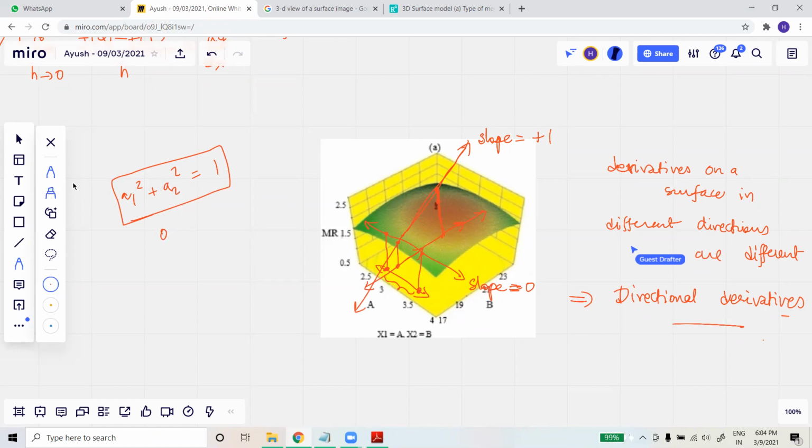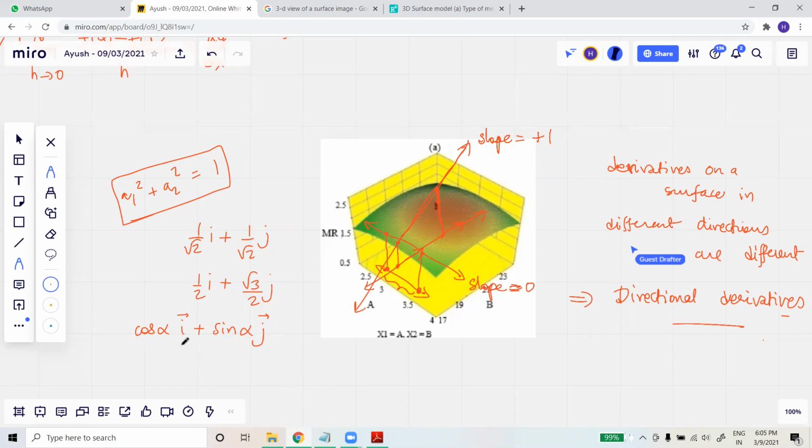It cannot be one I and two j. It can only be something like this, so that a1 square plus a2 square is always 1. Basically cos alpha I plus sin alpha J. That's how it works. If you find the angles, it will be the same. A unit vector will always have this limitation.